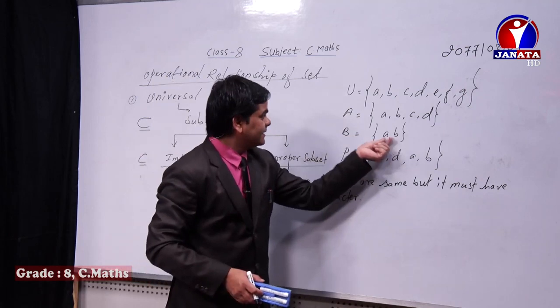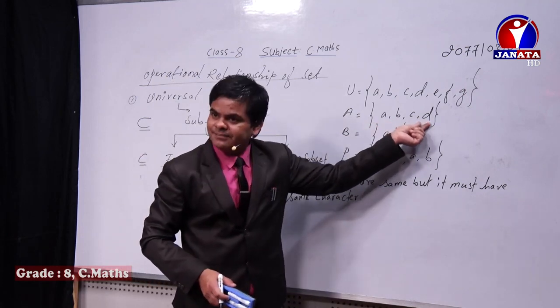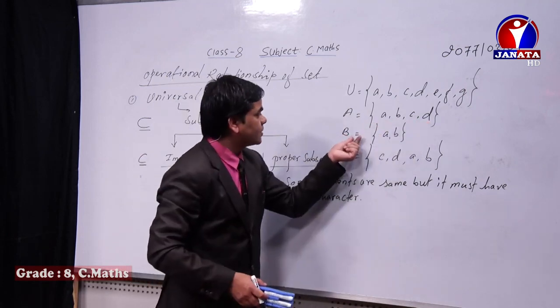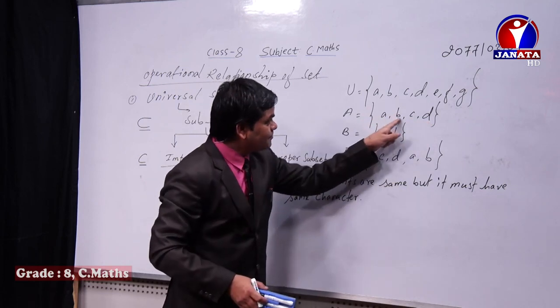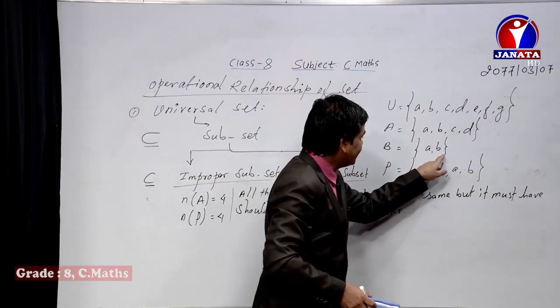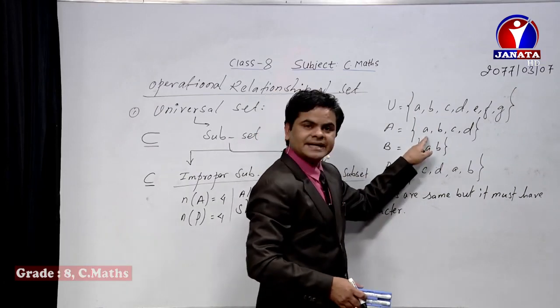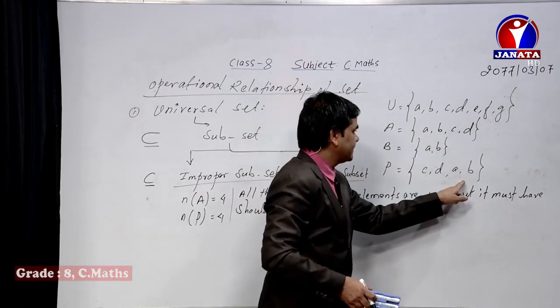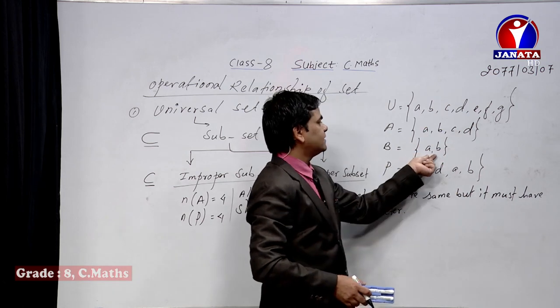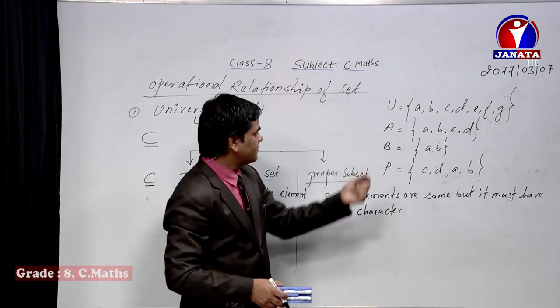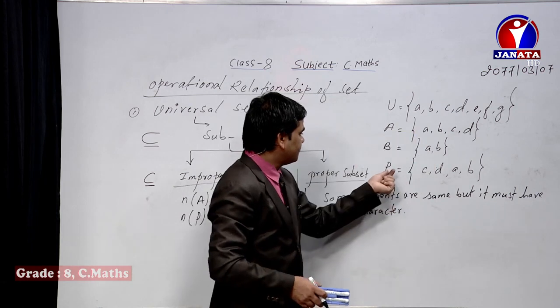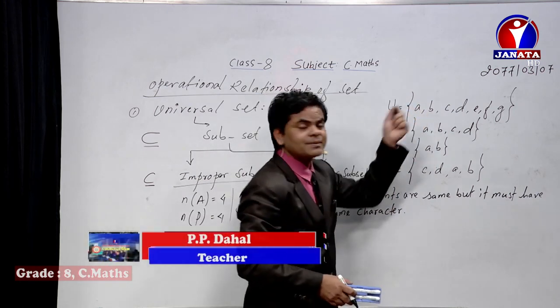In set A, B, C, D, there are 4 elements. In case of set B, there are 2 elements, A and B. Both elements are extracted from set A or set P. That means B is the proper subset of either A or P, or you can say of the universal set as well.